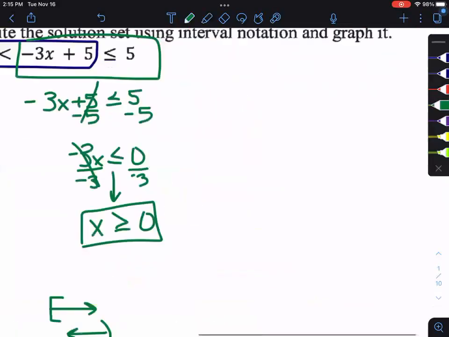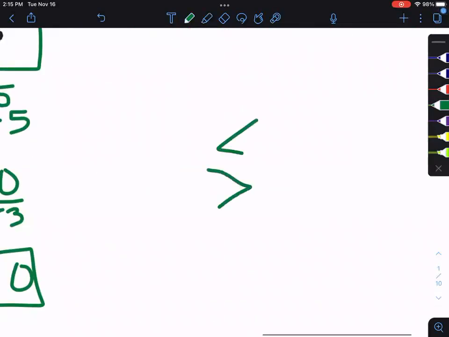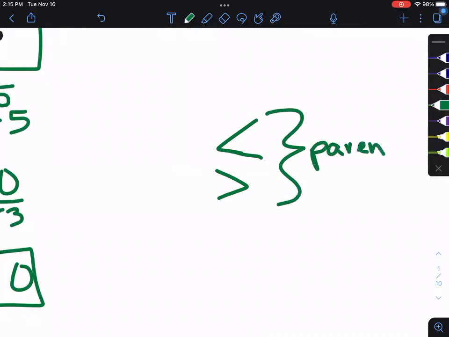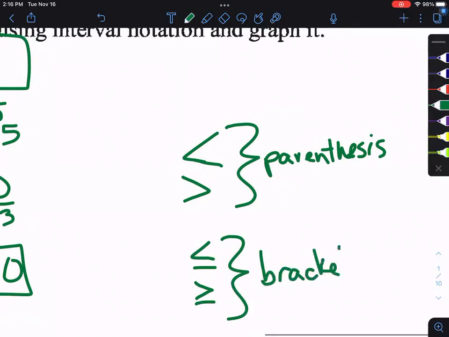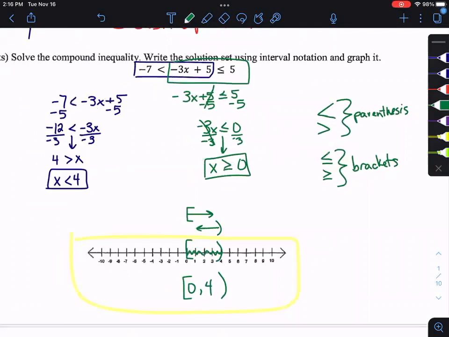So quick review, anytime you have less than or greater than, that's when you use parentheses. When you have less than or equal to, greater than or equal to, that's when you use the brackets. So here we have one of each.